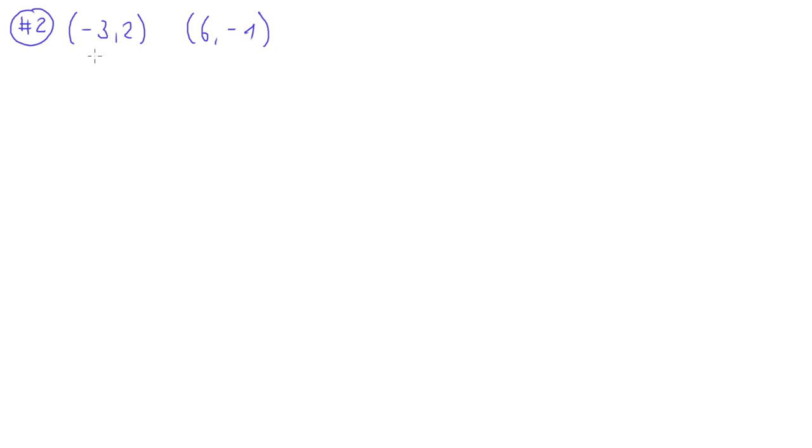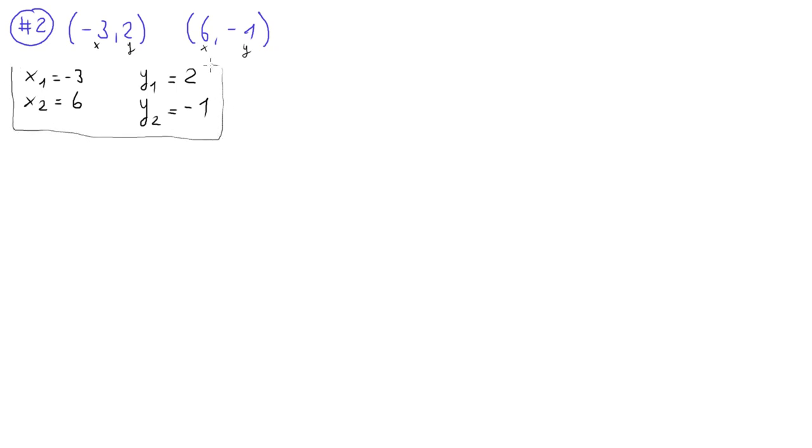What we need to do is understand, well, this is x, this is y, this is x, and this is y. Those who need it can write down that x1 equals -3, x2 equals 6, and then we need, of course, the y. The y1 is the y value of the first point, and the y2 is the y value of the second point, which is -1. When we have this table done, we need to calculate the slope.